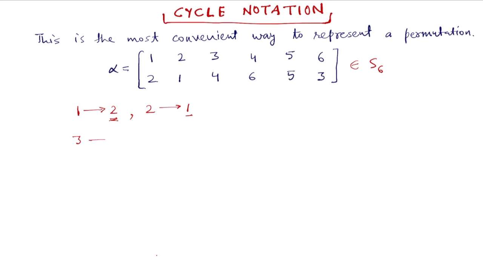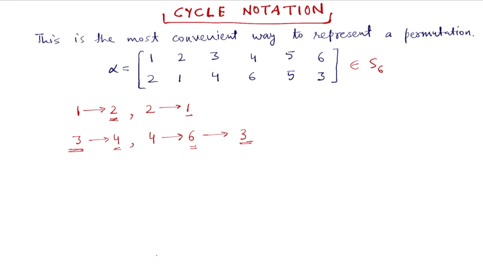Under alpha 3 goes to 4. So we will see the image of 4 now. 4 goes to 6. So we will see the image of 6 now. And under alpha 6 goes to 3. So we started with 3 and reached at 3. So this cycle is also completed.